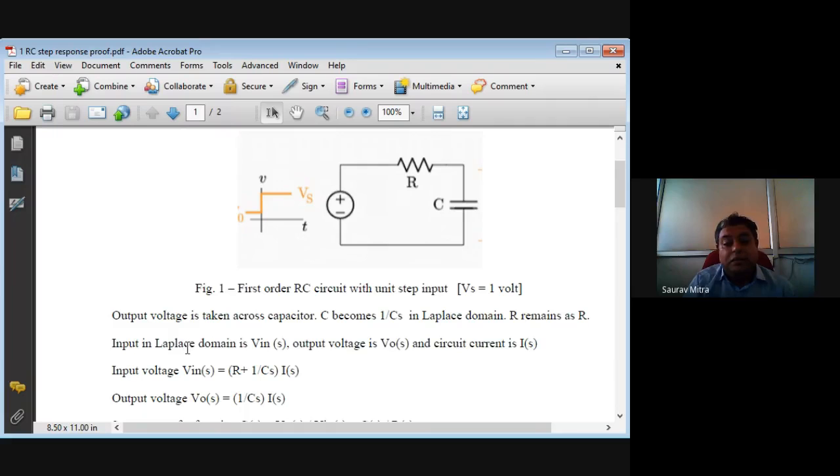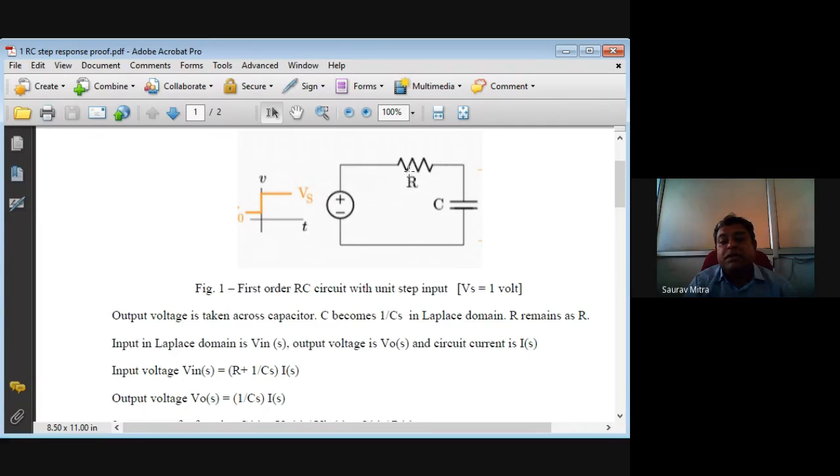So input in the Laplace domain is Vin(s) and the output voltage is VO(s) and the circuit current is I(s). So here we have to write Vin, here we have to say this is Vout, and circuit current is I(s). So what is Vin(s)? If you are talking about the input voltage Vin(s), apply KVL. So KVL says that Vin(s) will be R into I(s) plus 1 upon Cs into I(s). If I am taking I(s) common, Vin(s) becomes R plus 1 by Cs into I(s).